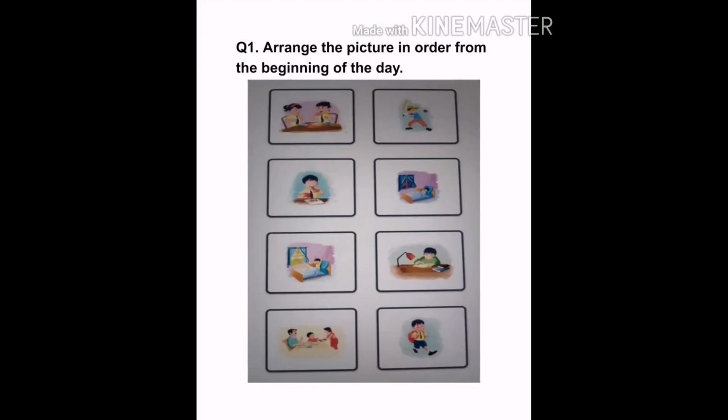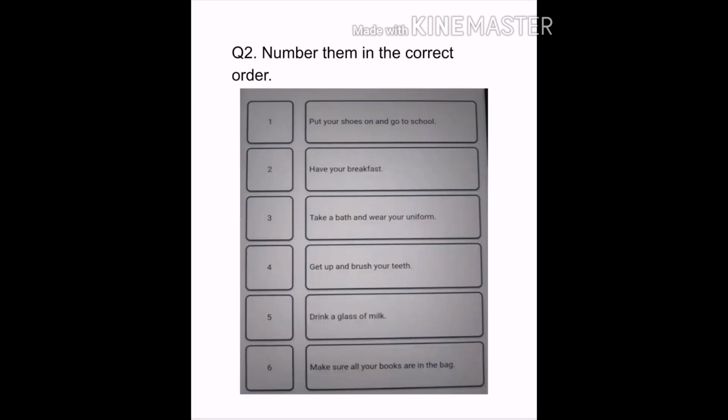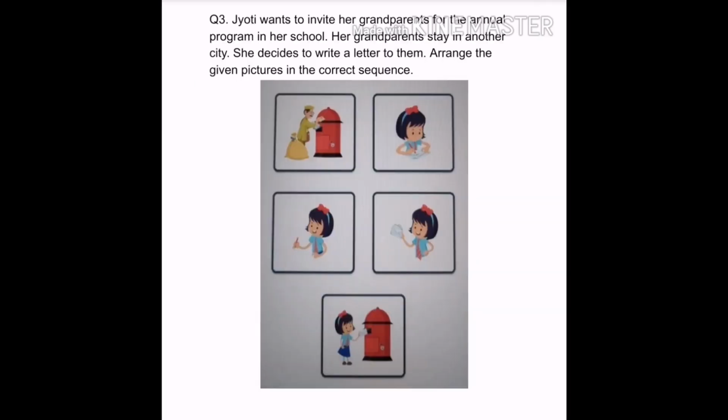Solve these questions in your rough notebook. Here is question number 1. Arrange the pictures in order from the beginning of the day. As you just wake up, whatever activity you have done, you have to arrange in a sequence. Now question number 2, number them in the correct order. Like first we get up, second we drink the milk, third we take a bath or wear uniform. Whatever you do, you just have to arrange in that manner.